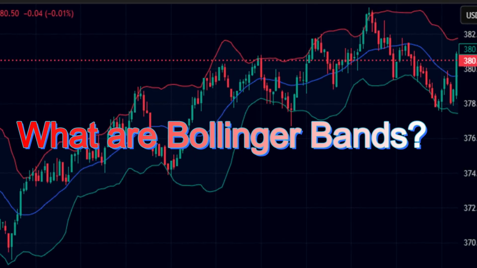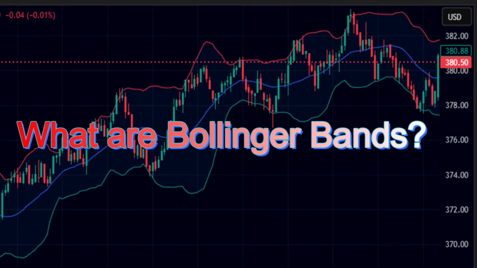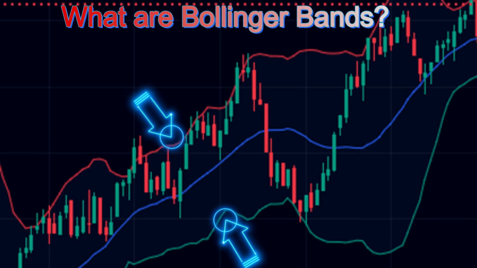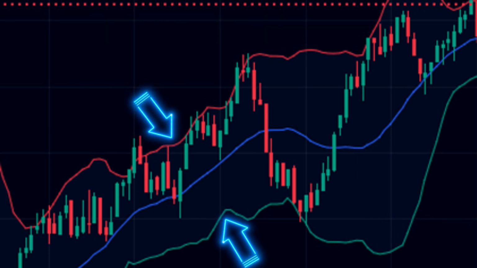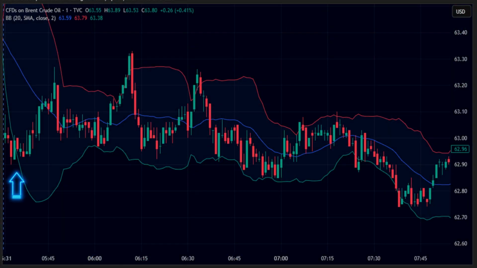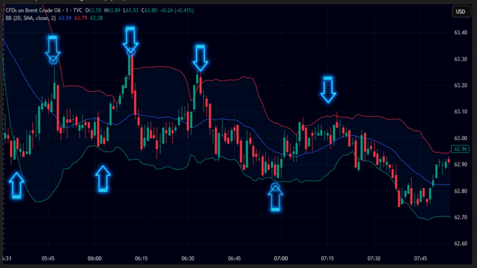Bollinger Bands are a volatility indicator made up of 3 lines. The middle line is a 20-period simple moving average. The upper and lower bands are standard deviations away from that moving average. When price touches the bands, it often signals overbought or oversold conditions, perfect for bounce trades.